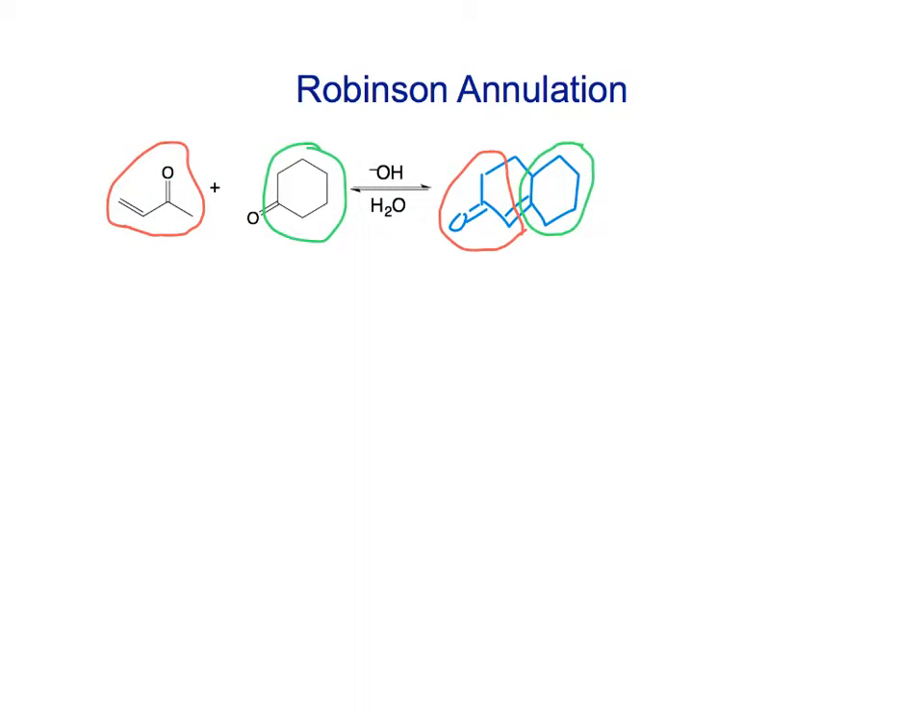All right, so here's how it works. First step is going to be to deprotonate this ketone, the one that's not the alpha beta unsaturated one. So this is going to deprotonate this, and we're going to form an enolate.